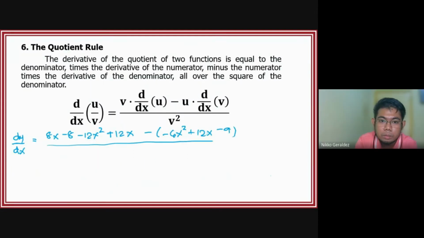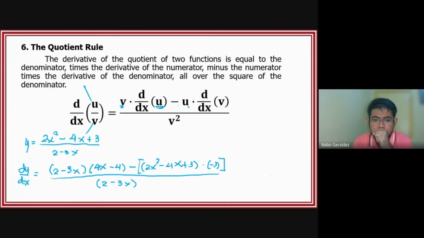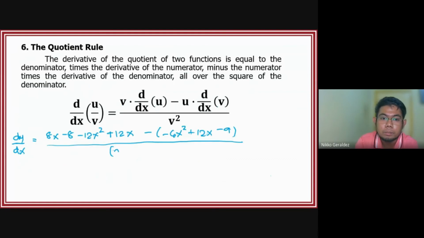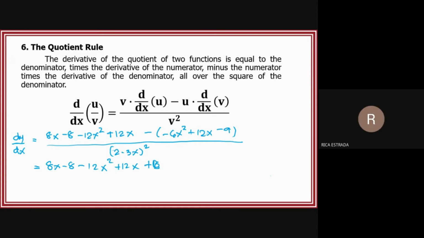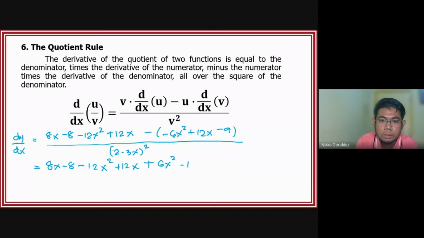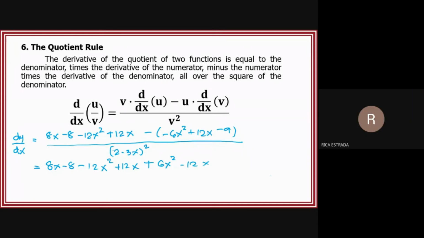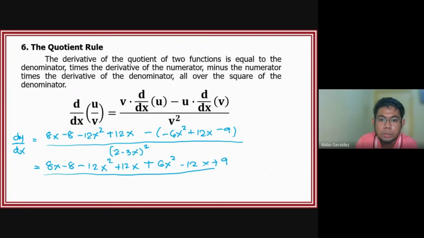Over, ay, hindi natin nilagay ng square. So, over 2 minus 3x squared. So, simplify pa, numerator. So, 8x minus 8 minus 12x squared plus 12x, negative times negative, positive 6x squared, plus 12x minus negative 12x, positive 9. So over 2 minus 3x squared.